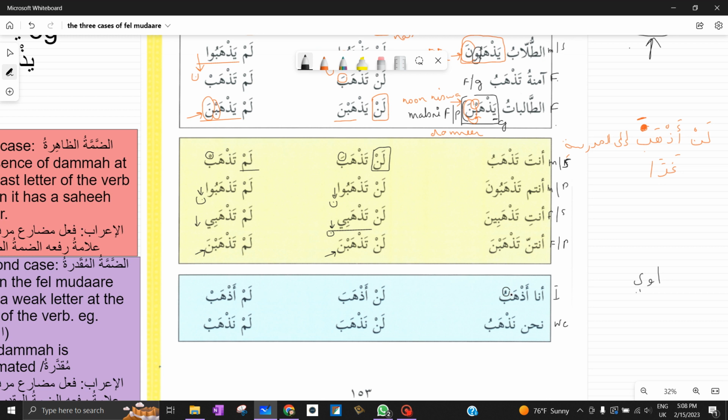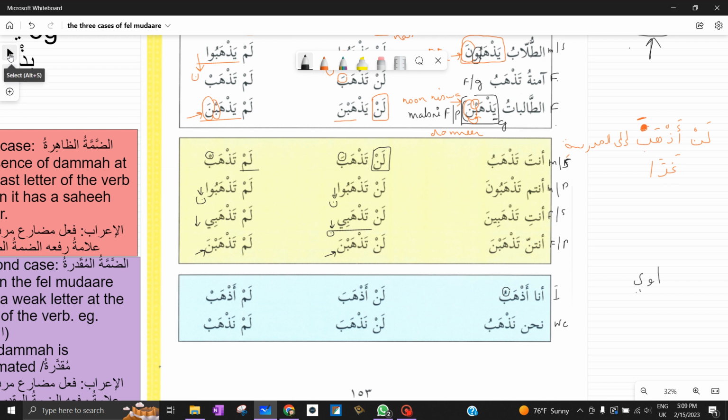In i'rab you will say: fi'l mudari' marfu'un wa alamatu raf'ihi ad-dammatu. If there is a sahih letter and a visible dhamma, then you will say wa alamatu raf'ihi ad-dammatu az-zahira. Why is it zahira? Why is it visible? You will say li'annahu sahih al-akhir.